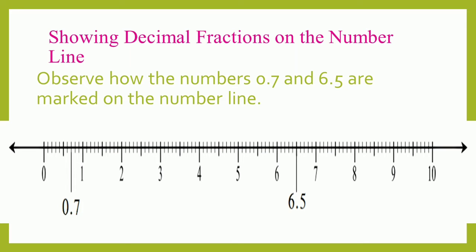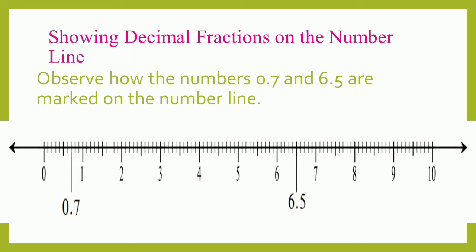Now observe how the numbers 0.7 and 6.5 are marked on the number line. As we know, in 0.7 the integer part is 0. So we will count from 0 to 1. There are 10 lines in between 0 and 1 on our scale. So after 0 there is the decimal 0.7. So we will count 7 places. 1, 2, 3, 4, 5, 6, 7. So the number is 0.7.